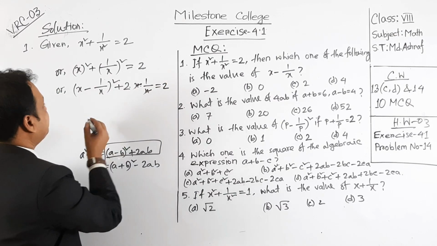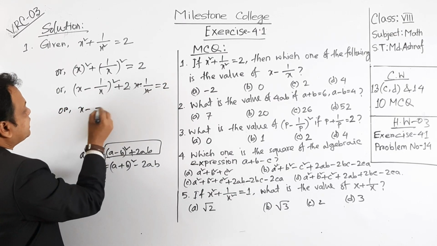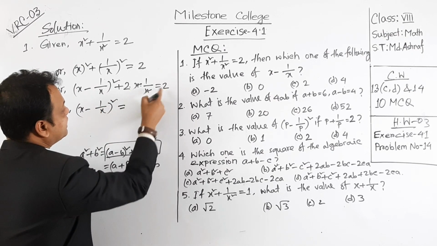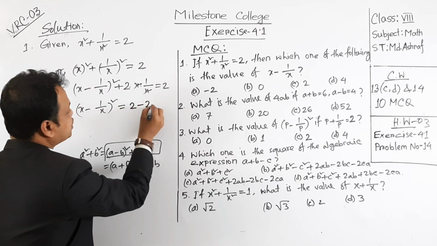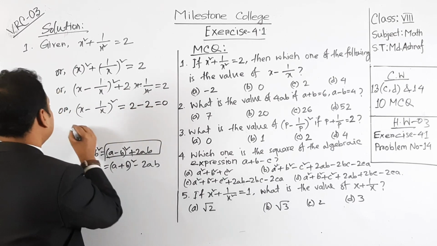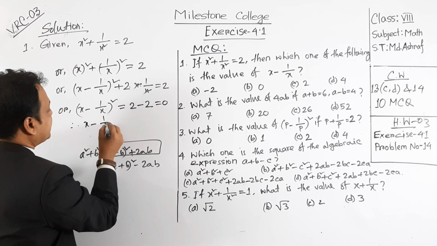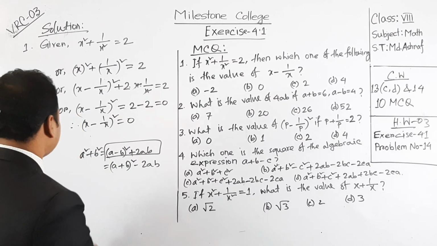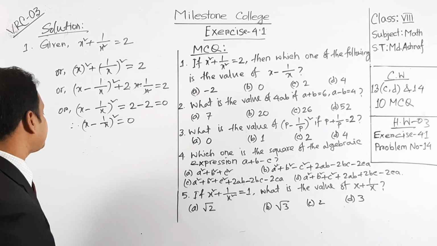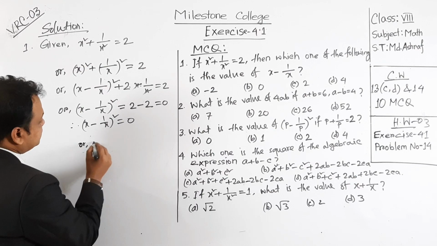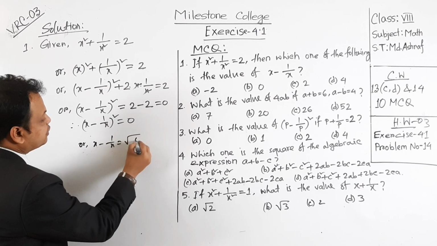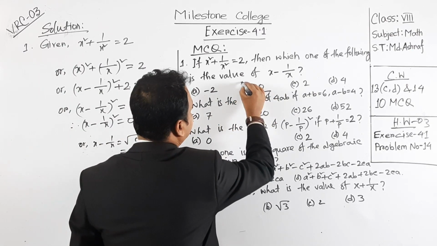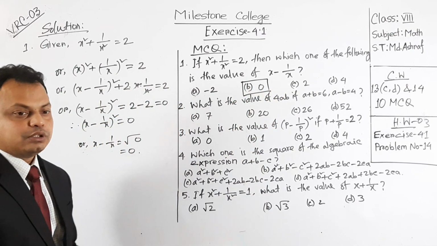Calculate this one. x will eliminate. Then what will remain here? (x minus 1 by x) whole square equals 2; change its side, then plus 2 will be minus 2, then we will get 0. Therefore (x minus 1 by x) whole square equals 0. So we will get x minus 1 by x equals the square root of 0, which equals 0. So which one will be the result? The 1 number question answer will be option B. So this is the result. Now do the next one.